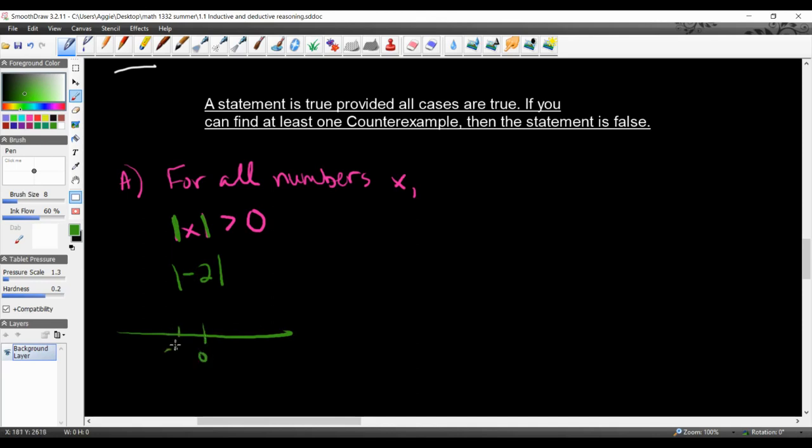So here's a quick reminder of what this means. You have a number line. The distance from -2 all the way to 0 is still 2 units. The way you learned it in school is that this makes everything positive. This is the reason why: distance cannot be negative. But anyway, this is equal to 2, and 2 is in fact greater than 0. Let's pick another number. Let's try 5. The absolute value of 5 is still 5, and 5 is greater than 0.